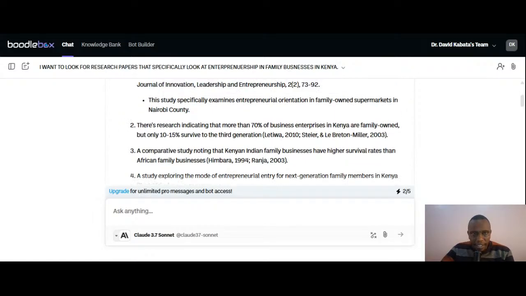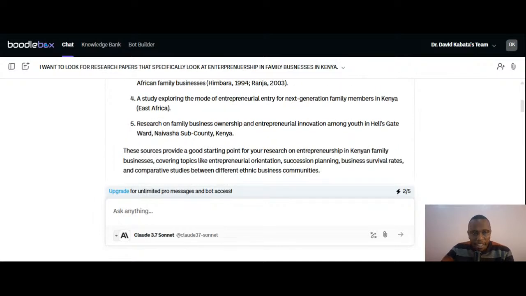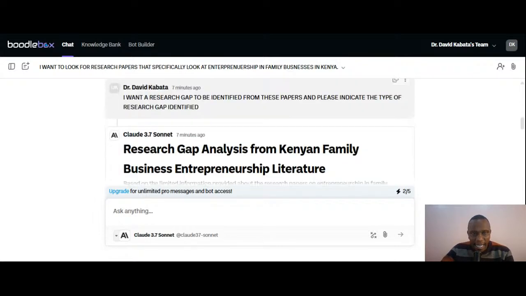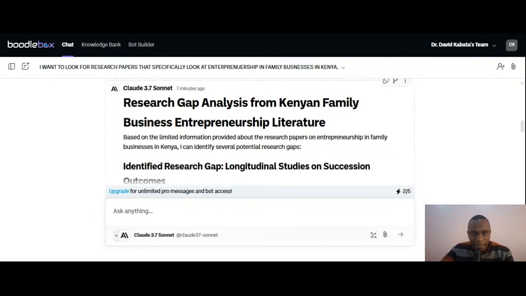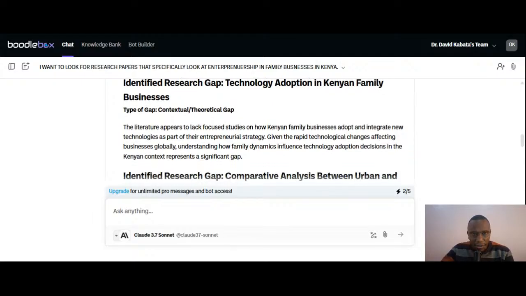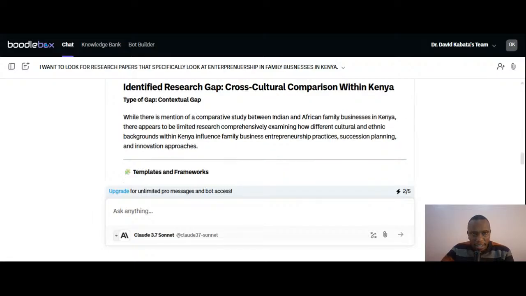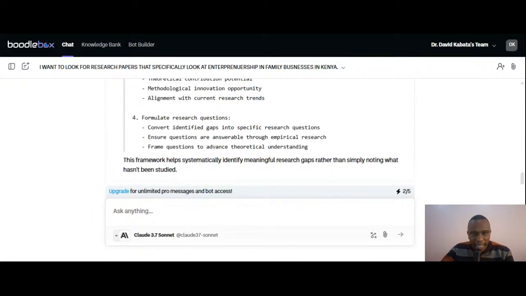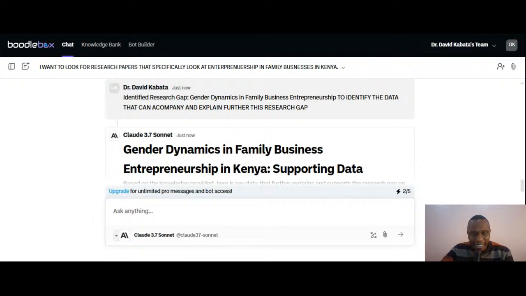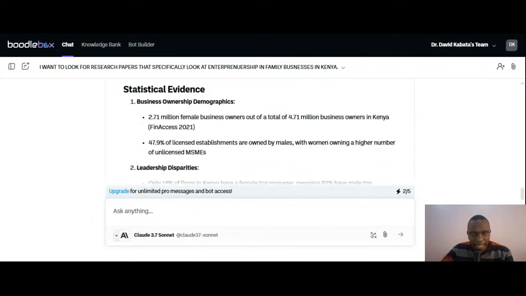And the first thing that I did was to look for the papers, and you can see the papers are there. Then after looking for the papers, I prompted the AI, or the platform, to get me the research gaps. So I got all these research gaps that you can see there: the four research gaps, the methodological, the theoretical, the population gap, the contextual again. Then I went further to prompt the AI to get me data that can beef up my research gap.